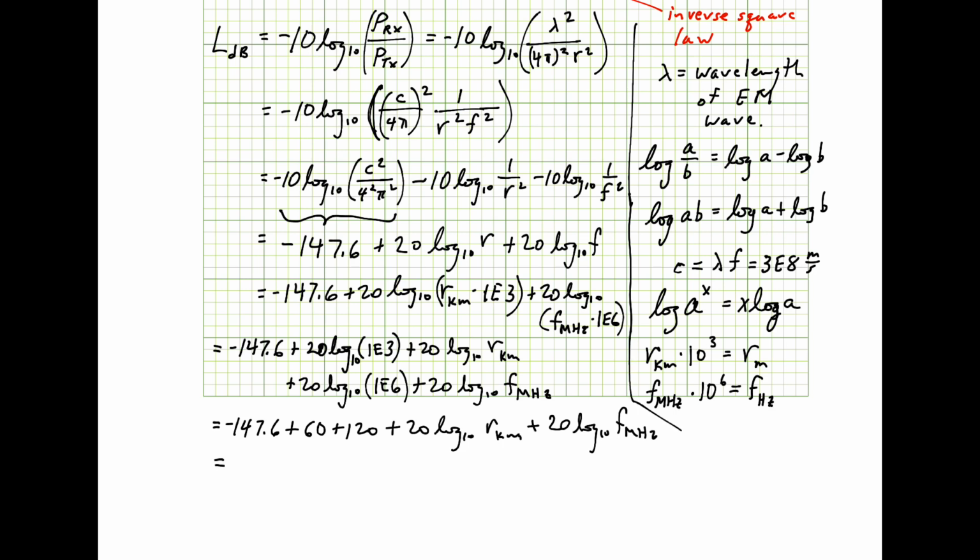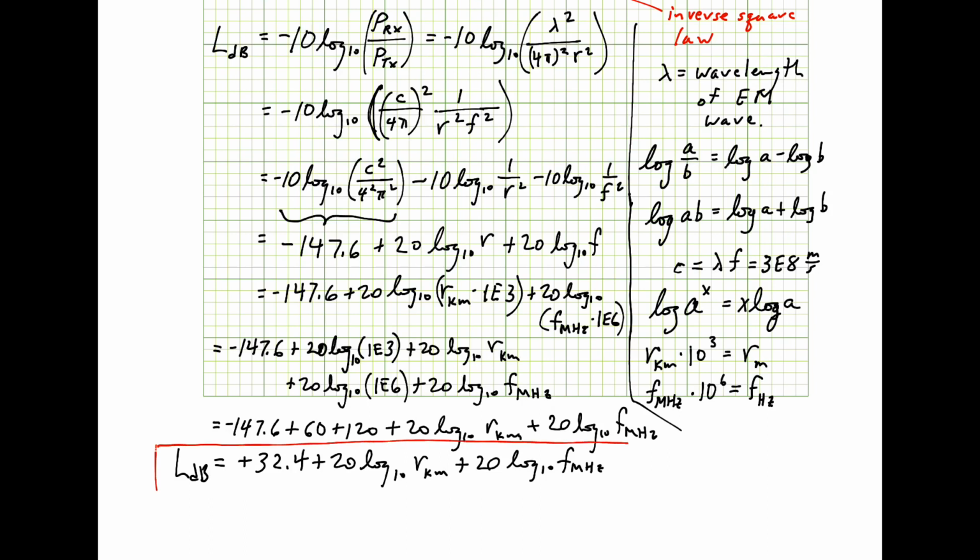And now you can see this is 180 minus 147.6. That is 32.4 plus 32.4 plus 20 log base 10 of r in kilometers plus 20 log base 10 of f in megahertz. And this is great. This is the loss in dB as a function of r and f. Okay, so you can see where it comes from.